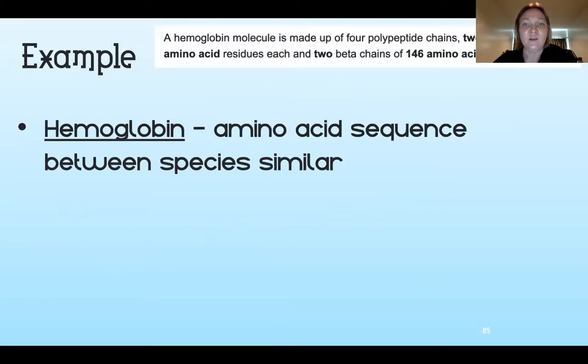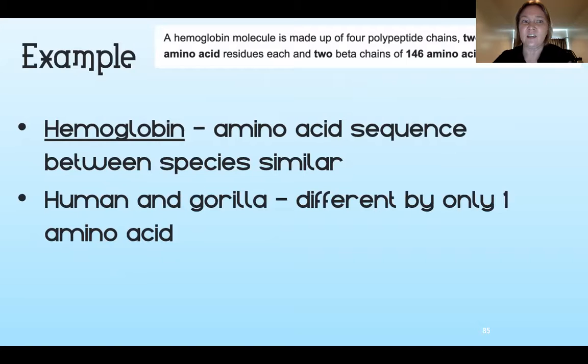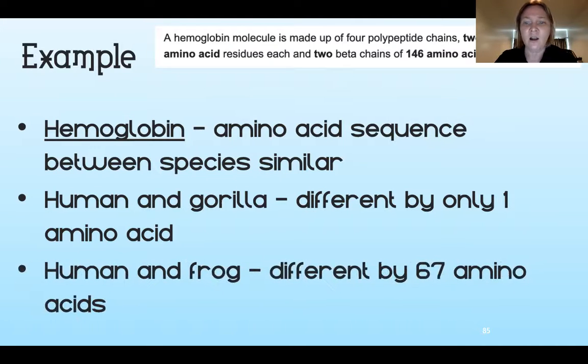So the amino acid sequence between species for hemoglobin is similar. Between a human and a gorilla, the hemoglobin amino acid sequence is different by only 1 amino acid. And between a human and a frog, it's only 67 amino acids different. So considering you have 141 times 2 plus 146 times 2, and whatever that number is, then that 67 difference between a human and a frog is pretty significant.